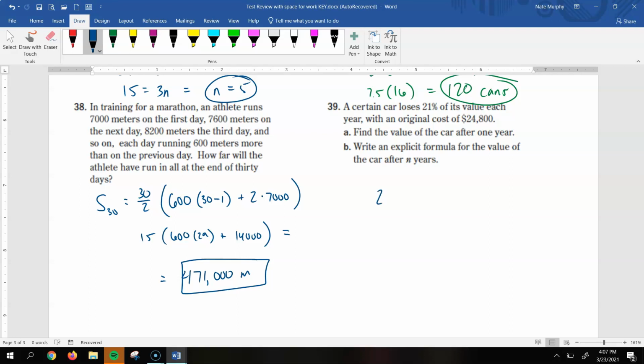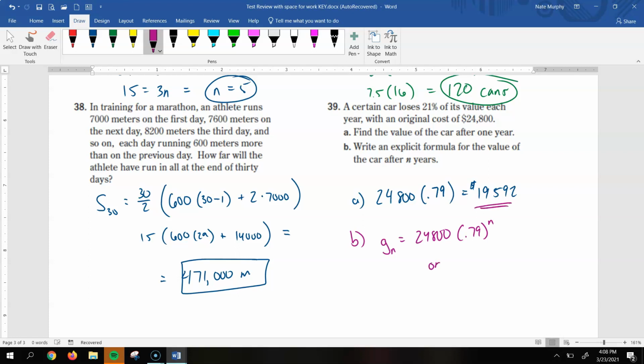So to figure out the value of the car after 1 year, we would take 24,800 times that 0.79. When you do that, we get $19,592. So that would be your answer for part A. All right, for part B, there's two possible equations that we could use. One would be using the original 24,800. So our explicit formula would be 24,800 times 0.79 to the nth power.